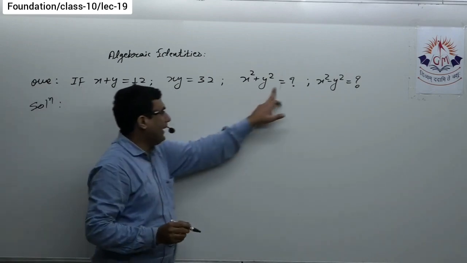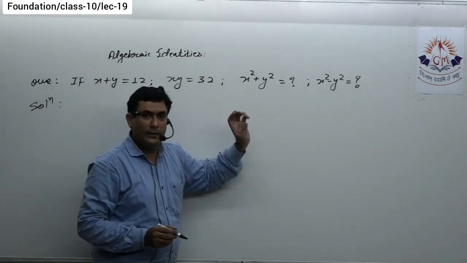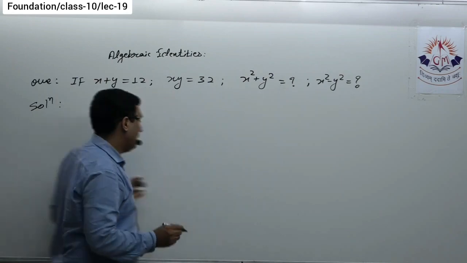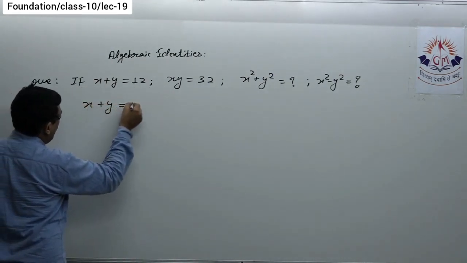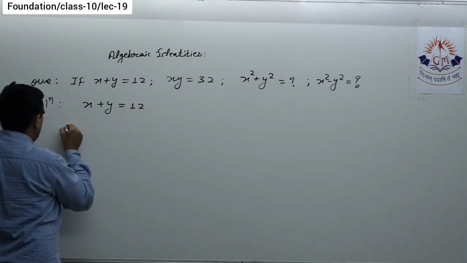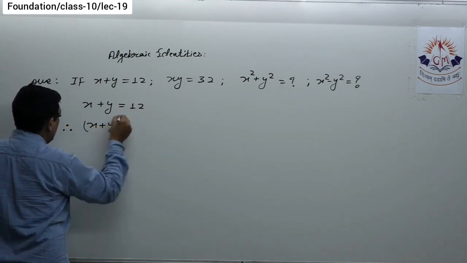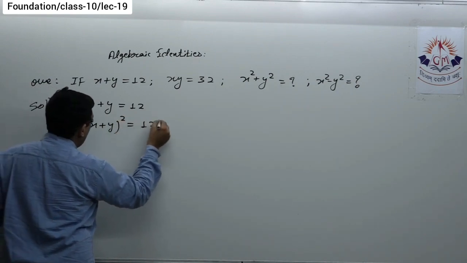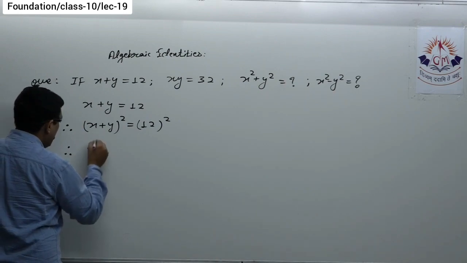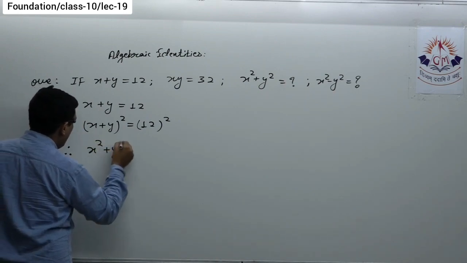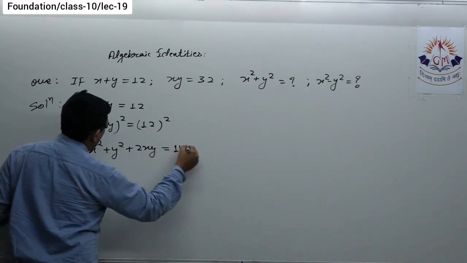See, I need x square plus y square, and this is a part of the identity of (x plus y) whole square. So I start from there only. x plus y is equal to 12. Therefore, here I can write (x plus y) whole square, that means squaring both sides. So this gives me x square plus y square plus 2xy is equal to 144.